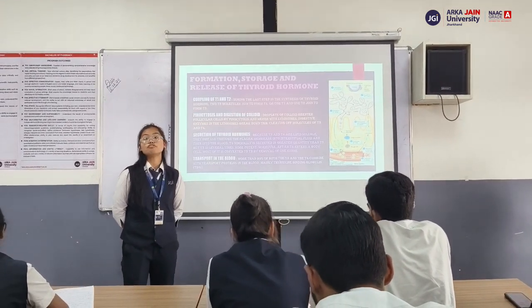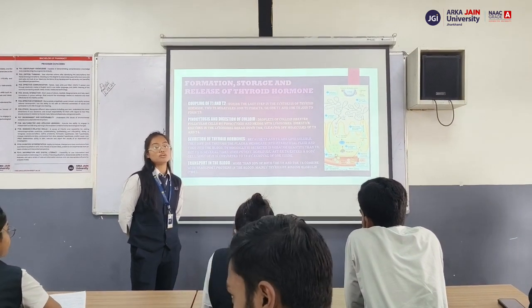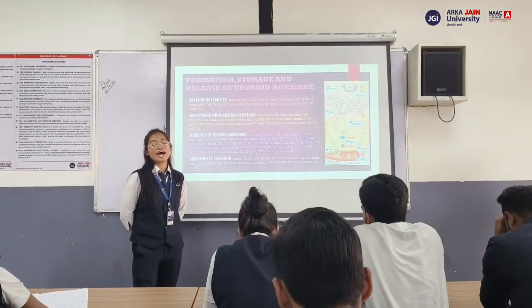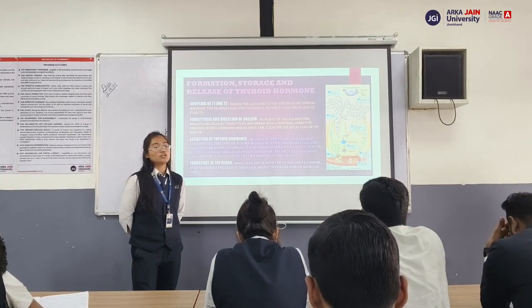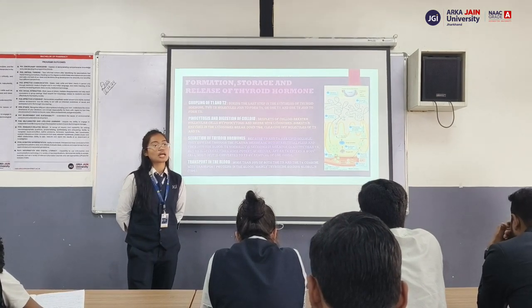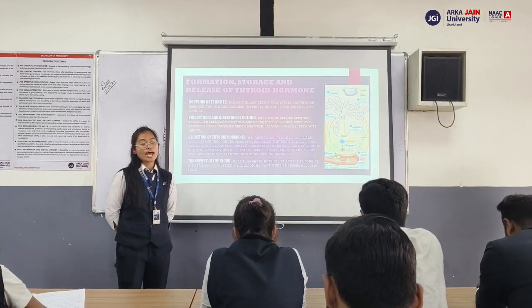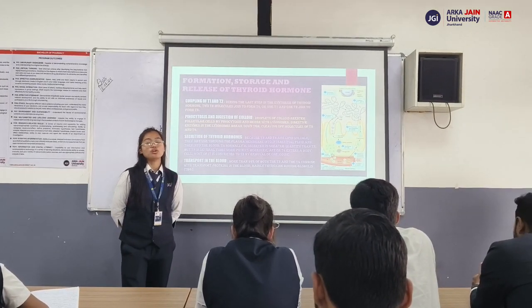Fifth, coupling of T1 and T2. The T1 and T2 join together to form thyroxine and triiodothyronine. The two T2 join together to form thyroxine, and one T1 and one T2 join together to form triiodothyronine T3.